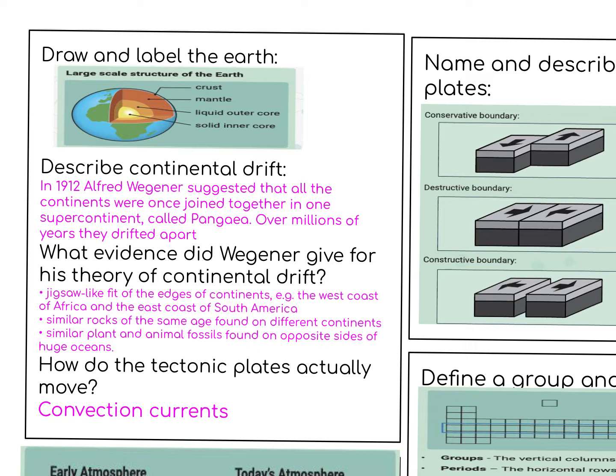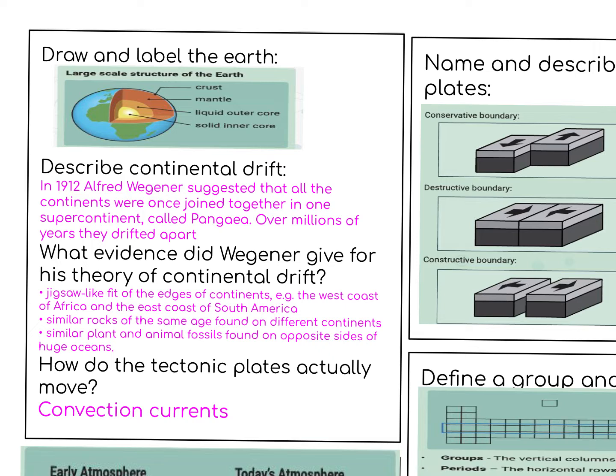Describe continental drift. So in 1912, Alfred Wegener suggested that continents were once joined together in a supercontinent called Pangaea. Over millions of years, they drifted apart. His evidence then was the fact that all the continents look like they fit together like a jigsaw. You've got similar rocks on different continents, similar plants and animals found on opposite sides of the ocean.